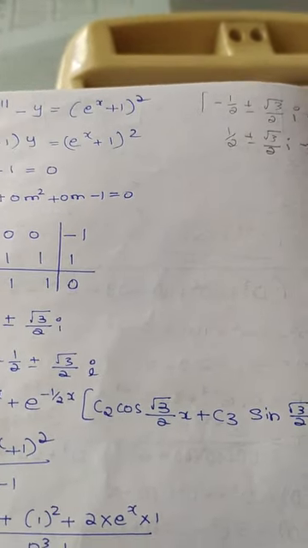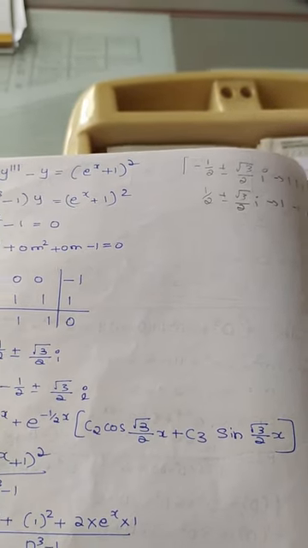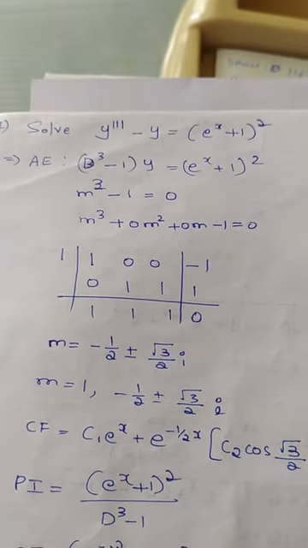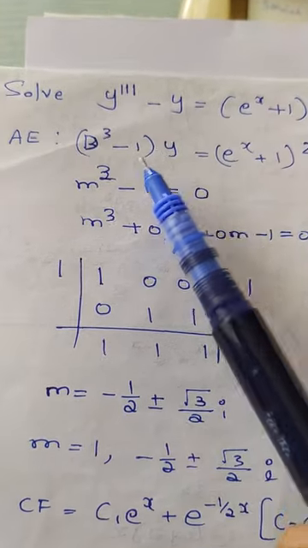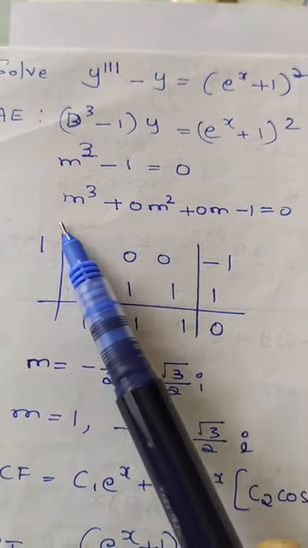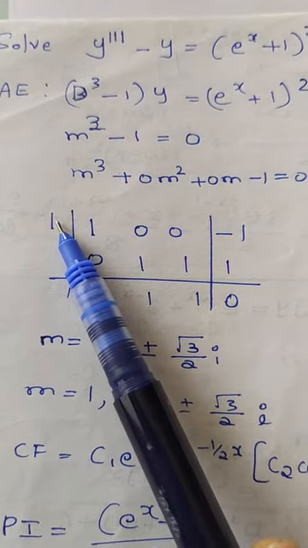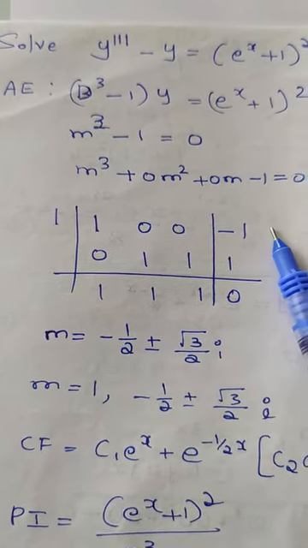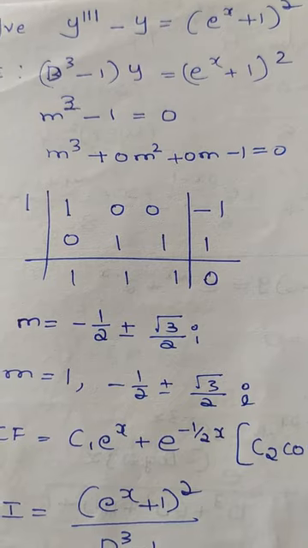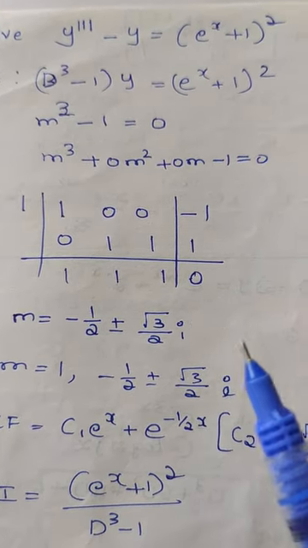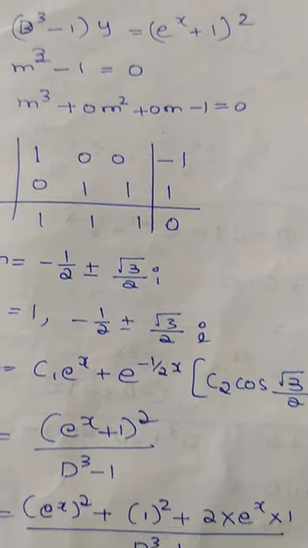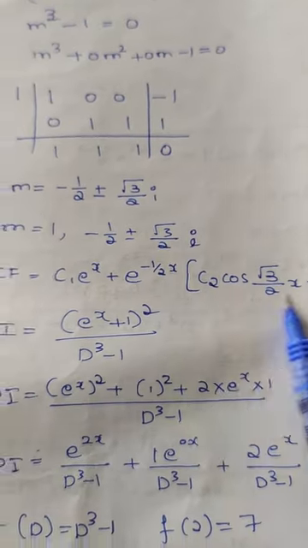Okay. Next one. Y triple dash minus y is equal to (e power x plus 1) whole square. D cube minus 1. Auxiliary equation m cube minus 1. Find the 3 roots. Find one root by synthetic division method. See here. Or you can use a calculator also. By using a calculator, you will get 1 and minus 1 by 2 plus or minus root 3 by 2 i. Okay. This is your CF.